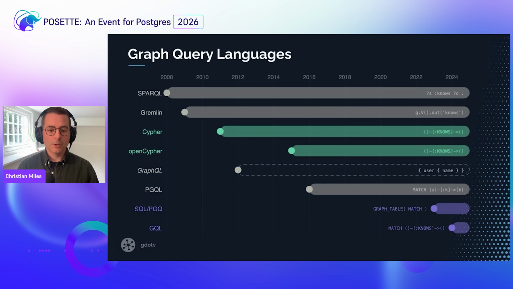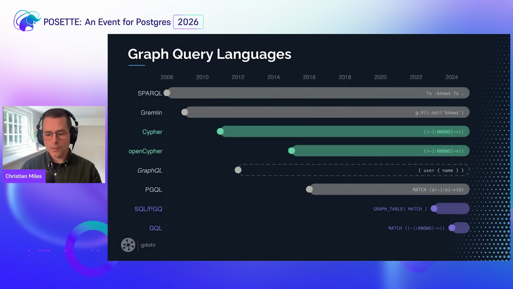GraphQL is an alternative to REST for API queries. It lets you do nested selective queries against endpoints, but in itself, it's not actually a graph database query language. Now, some database vendors have muddied this by using GraphQL as an interface, but those are different things.